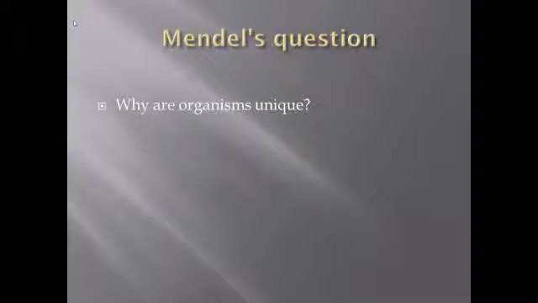So first off, Gregor Mendel had a question. He wanted to know, why is it that every single organism is unique in some way? Because if you look around the world, you never see two identical life forms. You just don't. You always see little differences between individuals. You see differences between you and your brothers, you and your dad. There's always small differences, even though you do have some similarities.